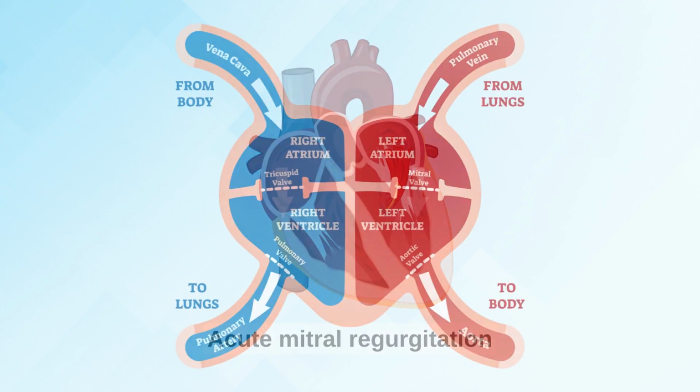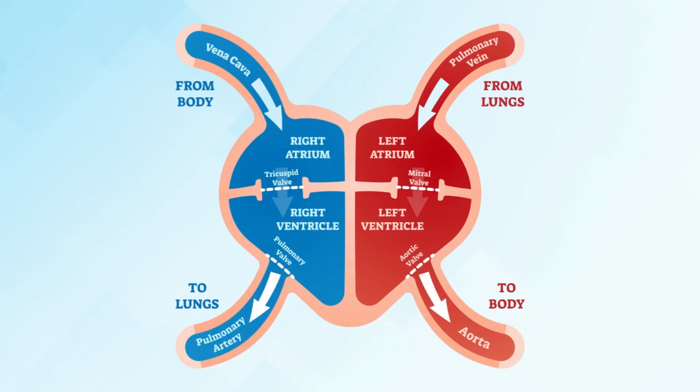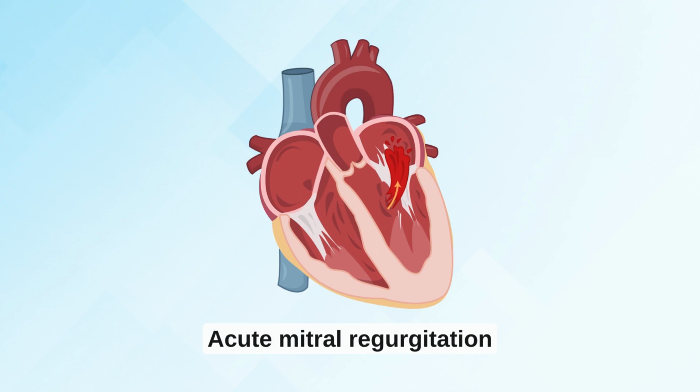As we know, the blood flow usually flows from the atrium to the ventricle. But if we have a severe mitral regurgitation, the flow is actually flowing a little bit backwards. So it flows from the atrium to the ventricle, but then it regurgitates and goes from the ventricle into the atrium again. That can be a cause for heart failure.